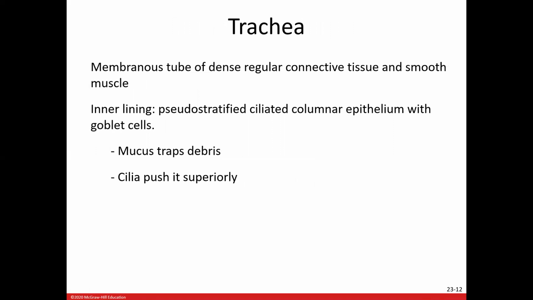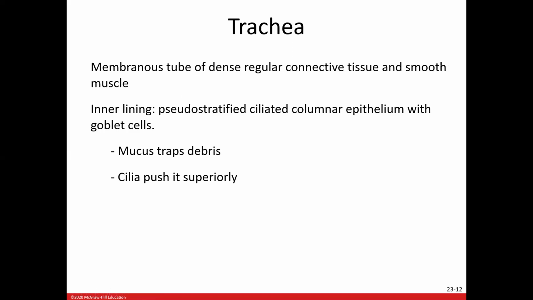Next is the trachea. So now we're on to the lower respiratory tract. Your trachea is basically just a giant tube of regular connective tissue. So that's connective tissue that has fibers running all in one direction for structural support. And surrounding that trachea, we have smooth muscle. And then within the inner lining of the trachea, we have your pseudostratified ciliated columnar epithelium with those goblet cells.